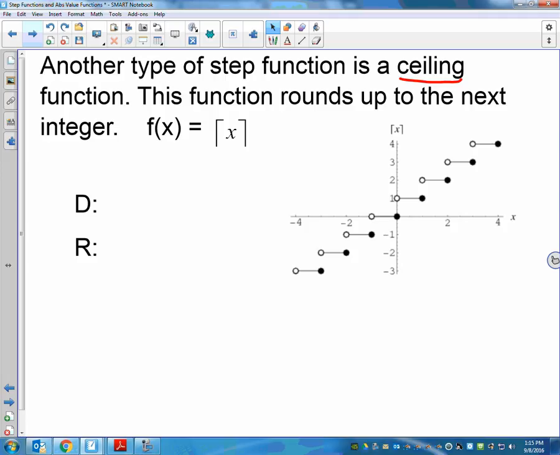Also notice that the notation is different, right? We have lots of similar notations. Ceiling functions, I remember it's a ceiling function, so the brackets are at the top, right? Also, the ceiling is above you, so that's why you go up. Will the domain still be all real numbers? Yes. And what about the range on this? The range would still be all integers.